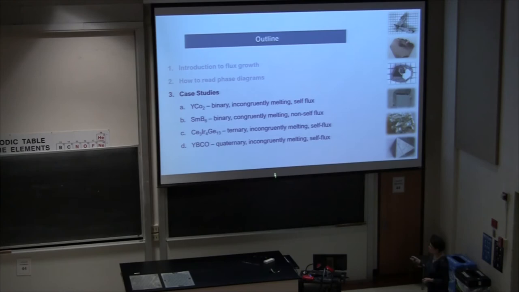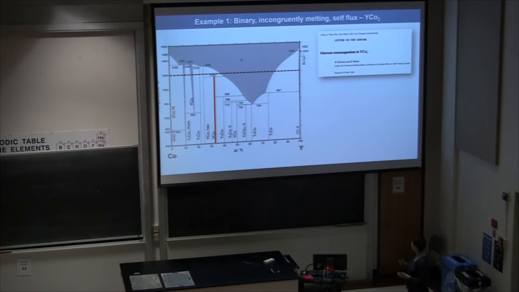Okay, now on to actual materials. So I'm going to take you through 4 case studies, and they're going to kind of progress in terms of the complexity of the material that we're going to try to grow, and they're all going to have different problems that we encounter. So we have a binary incongruently melting compound, a binary congruently melting compound, a ternary, and then a quaternary. Okay. So the first compound that I'm going to introduce you to is yttrium cobalt 2.